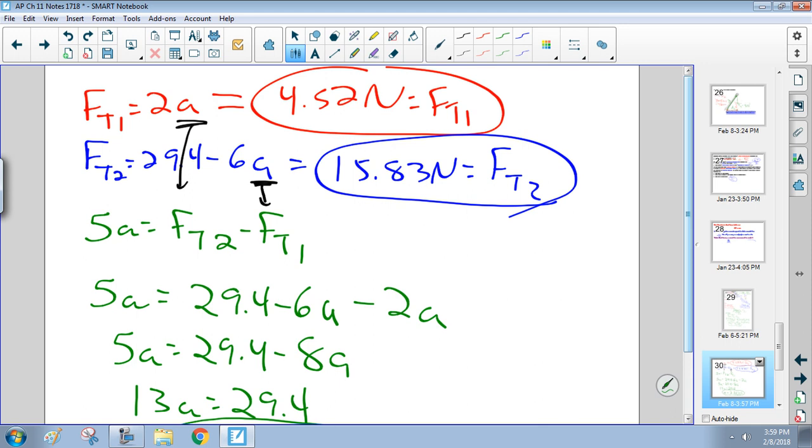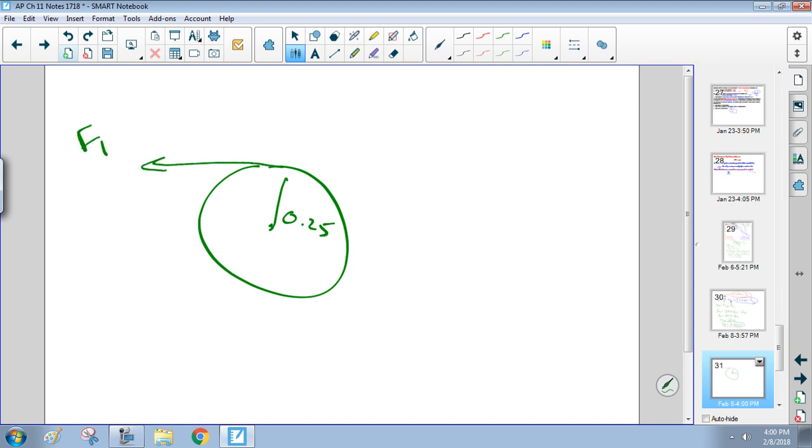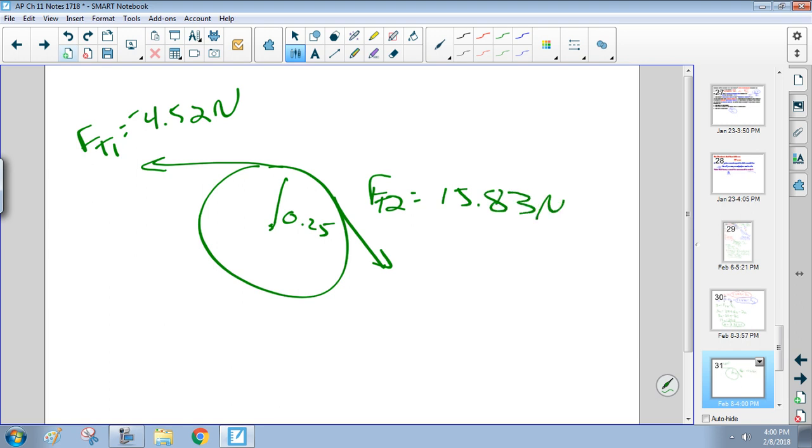All right. So what I want to point out here then is if you look at that wheel, let's take a look at that. Oops, let's look at the wheel. So here it is. We're drawing it in green. It's got a radius of 0.25. And so the force of tension 1 we just found, it's 4.52 newtons. I guess we should make it negative. Force of tension 2 was 15.83 newtons. So we can find our net torque and make sure that this works out.